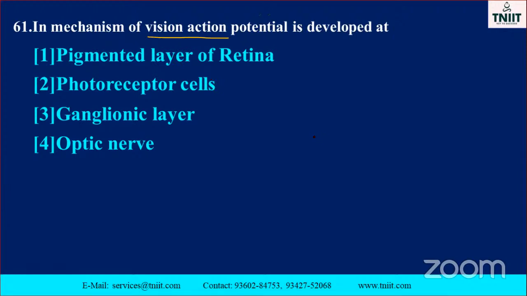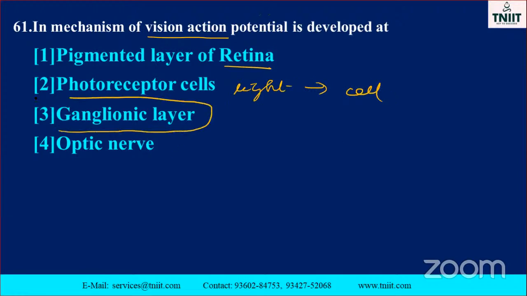Okay, where is it? Pigment layer of the retina? No. Photoreceptor cell? Photo means light, receptor means receiving cells. And the ganglionic layer. Okay, the ganglionic layer is the correct answer. The optic nerve is already in it. So the vision action potential is developed by which one? You know, the ganglionic layer only.